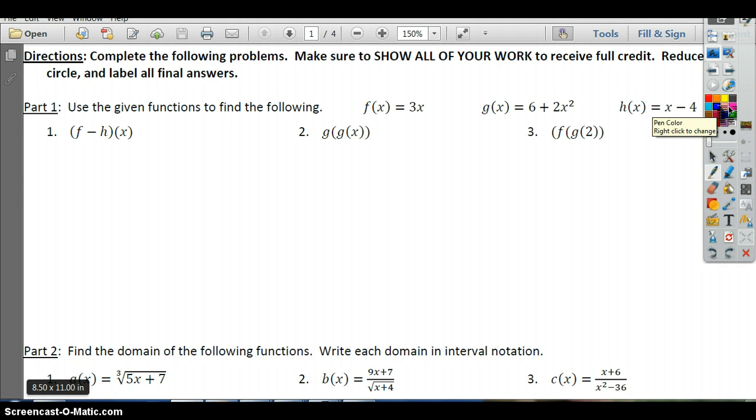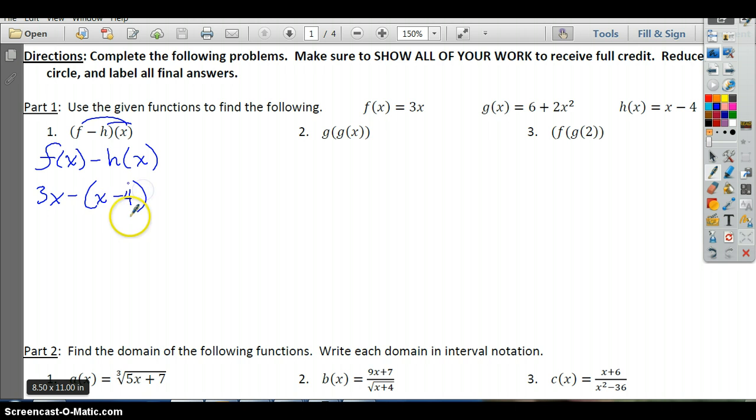Number one is just you distribute the x in here. It's going to be f of x minus h of x. So if you actually do that, now this problem doesn't seem so foreign. All we have to do is substitute in and do our actual subtraction. Just make sure that you realize that you're subtracting all of h of x, which is x minus 4. So 3x minus x plus 4 is actually what you're dealing with when you distribute that negative in. So this is going to be 2x plus 4. And that would be your final answer.